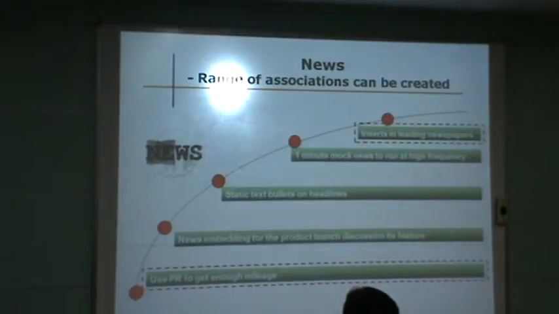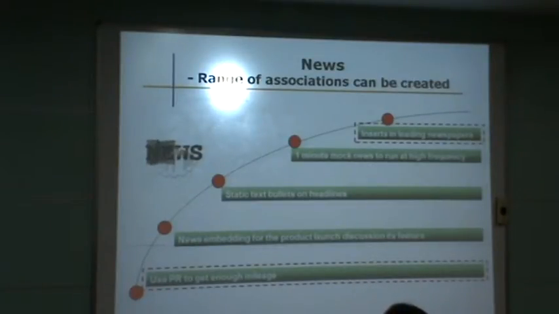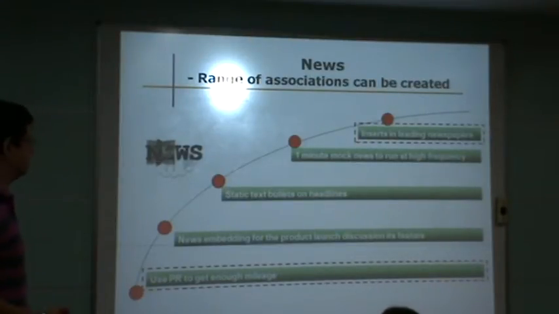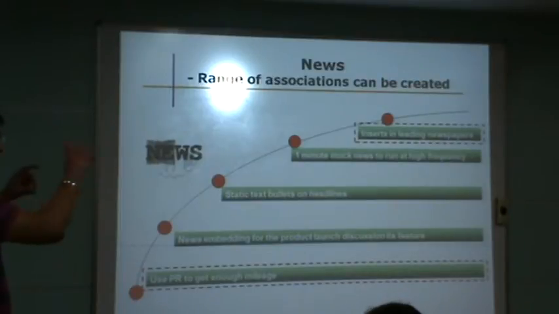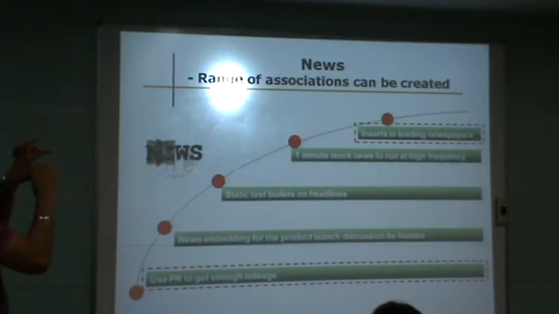Okay, now see, this is how the plan is. This is what you're going to do on the plan. We'll take news. What I'm going to do on the news is put an insert in the weekly newspaper. I'm going to put a one-minute mock news and run it at high frequency. Then I'll have static text bullets on headlines. Headlines normally keep on moving, but these static texts are just there.